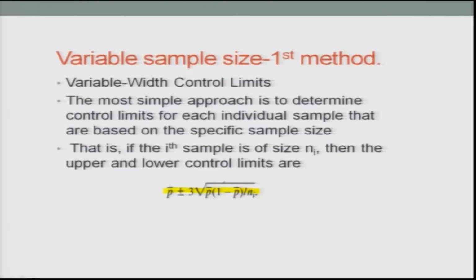So, let me highlight the formula first. So, this p hat bar which you have is the best estimate for the proportions. Proportion means how many defects and so on and so forth there are. This parameter 3 which is coming is for plus minus 3 sigma.